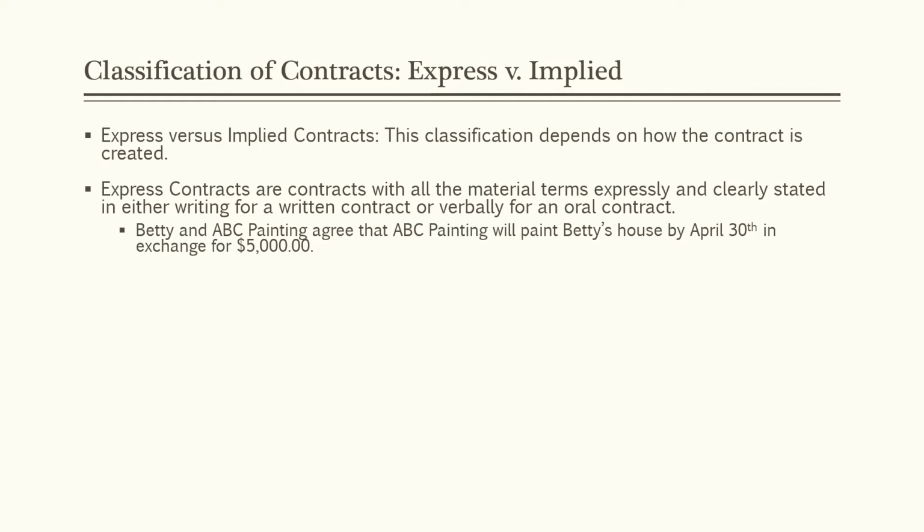Remember for testing purposes, though, that express contracts are often also bilateral contracts. You have to look at two different things when you're looking at those classifications. If you're looking at an express contract, all the material terms have to be there, but if you're looking at bilateral, it has to be a promise for a promise. We were able to use virtually the same example here, the painting example, for both an express contract and a bilateral contract, which should give you a pretty good clue about how bilateral and express contracts often overlap.